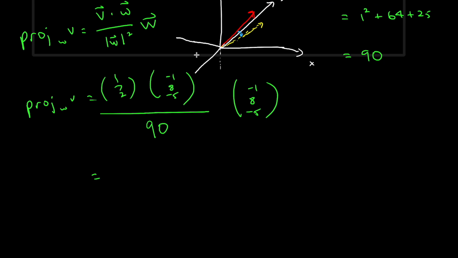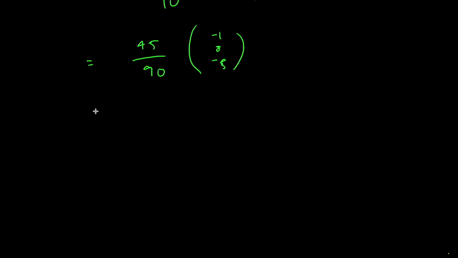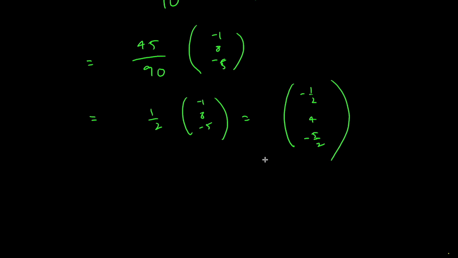So the dot product of 1, 7, 2 and negative 1, 8, negative 5 is negative 1 plus 56 minus 10 over 90 times negative 1, 8, negative 5. And this is just 56 minus 11, you could say, which is 45 over 90 times negative 1, 8, negative 5. And this simplifies pretty neatly, as 45 over 90 is just 1/2 of negative 1, 8, negative 5, which is just negative 1/2, 4, and negative 5 halves. And yeah, this is a projection.